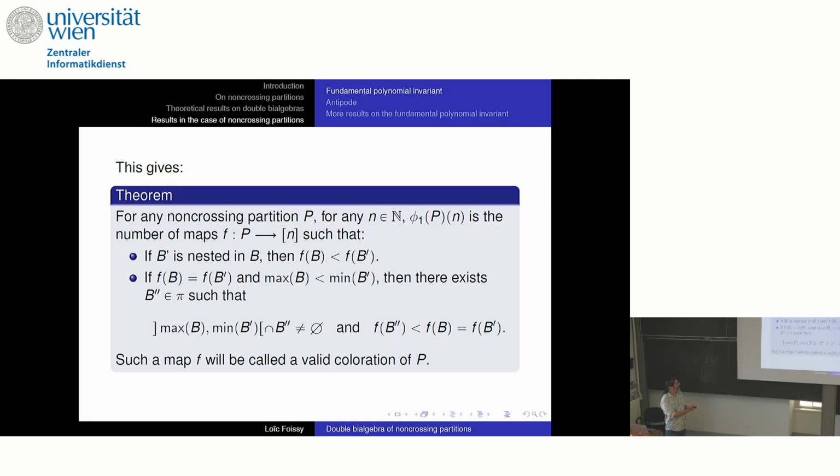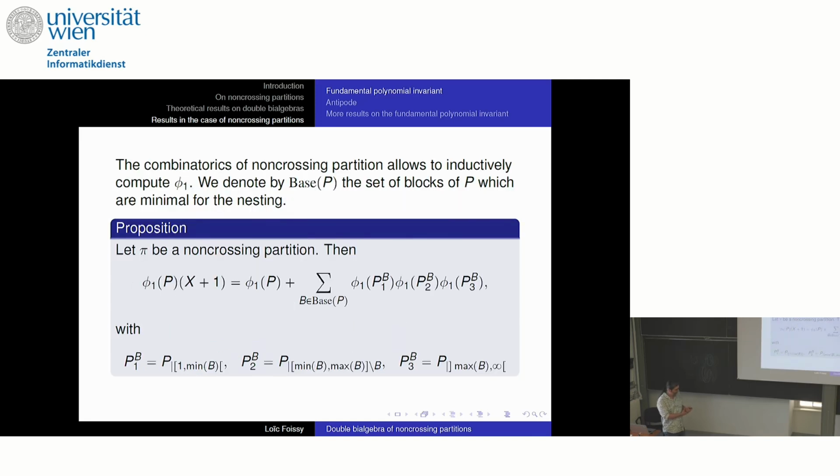So one is on the left and the other is on the right. B is on the left, B prime is on the right by convention. Then they should be separated by another block, which I'll call B prime. So this is quite a strange condition. This is much stranger. So, okay, this is a combinatorial definition.